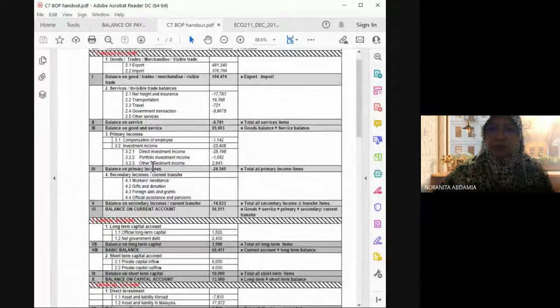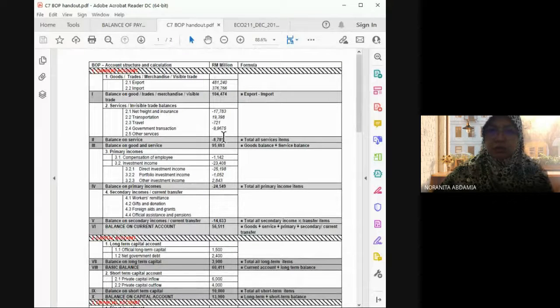Okay, we go one by one. If you look at my handout, you can see I put all the structure on the left side and the formula on the right side. I made it this way so it's easy for you to remember. If you want to study, just refer to these structures alone, and you can figure out the balance of payment. But still, for the explanation of each account, you have to refer to the notes. I already gave you the notes.